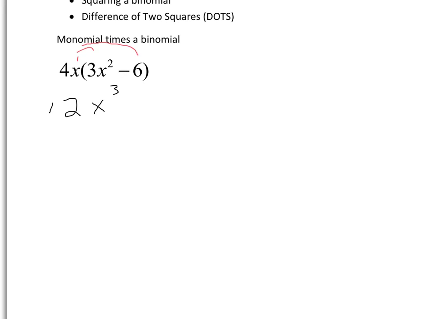Next I'll multiply 4x times 6, multiply the 4 and the 6 to give 24. Don't forget the negative, so that turns into 24x.